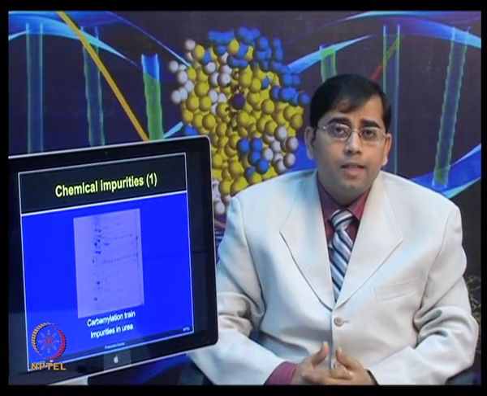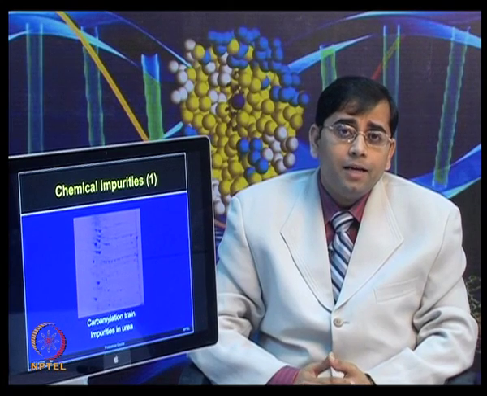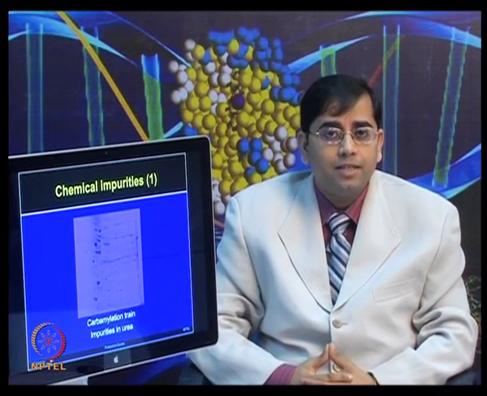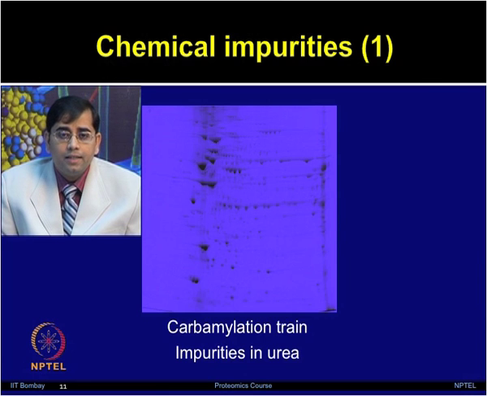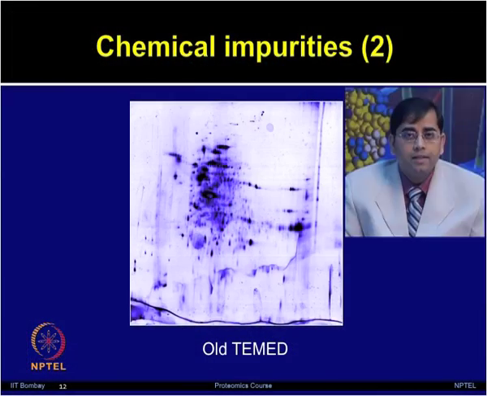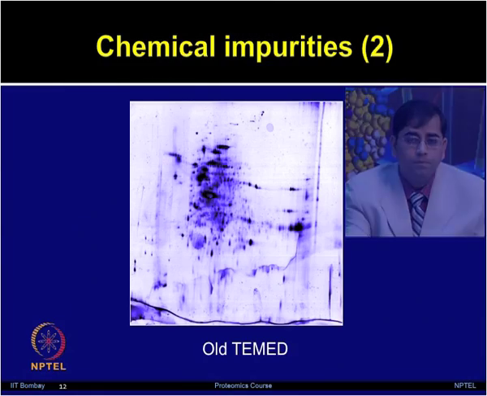Now, the sample variation is one problem. Often the chemical impurities or the chemical ingredients can also give rise to different types of bad gels, such as the chemical impurities shown in this gel, where the urea is very impure and one can see the carbamylation trail as shown in this gel. If the TEMED is very old, and often only a very small amount of TEMED is used in making the second dimension SDS-PAGE gel, people often use that bottle for a very long time, and if TEMED is very old, you can see some bad pattern on the gel, something similar to as shown in this image.